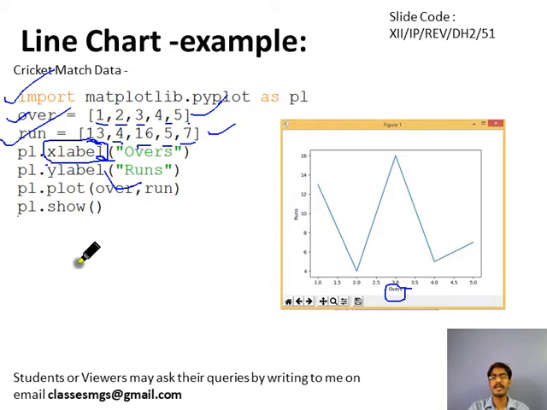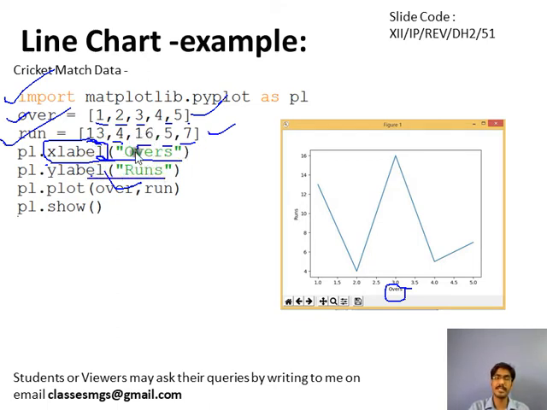The question will be given like this: data will be given, and these two lines will be hidden, and it will say to fill in the blanks to set the x-axis label as overs and y-axis label as runs. Then you have to write code like this. A 2 marks question may be asked.